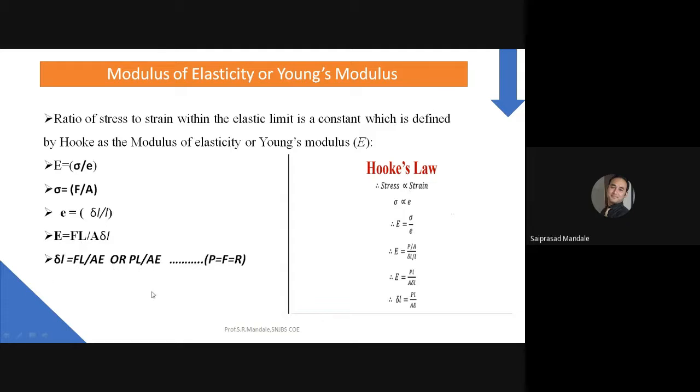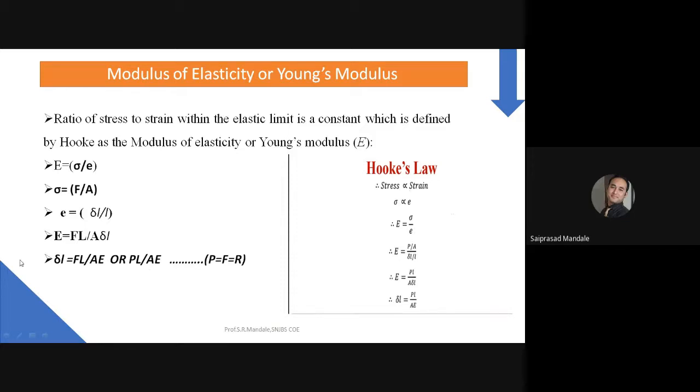So this is a very important formula. Please go ahead and note down these things, or you can take a screenshot and then make your own notes. Are you getting my point? All these five equations are very important for us because these equations are required for the numerical solutions. So the formula for delta L is PL upon AE.